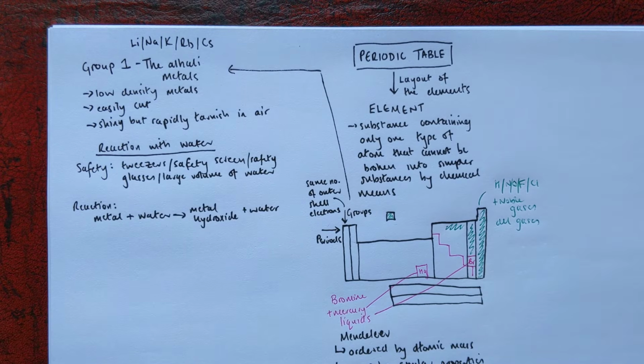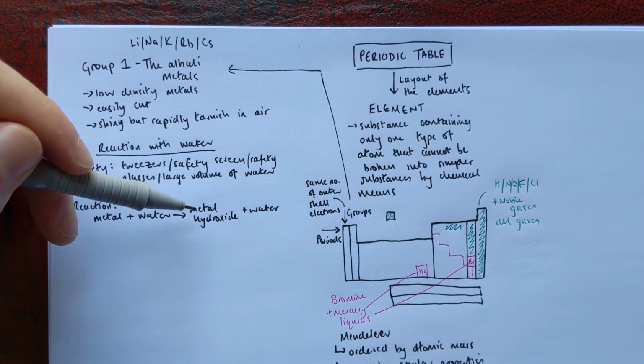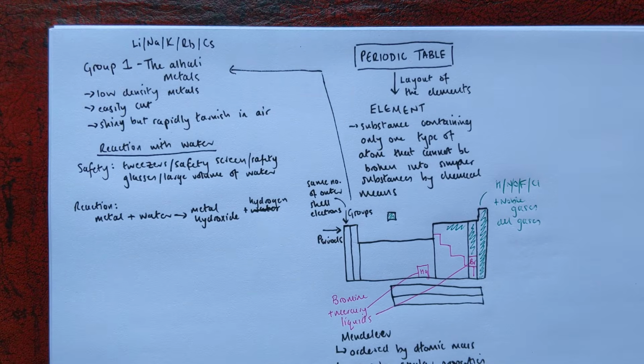The reaction itself is fairly simple in terms of what's made. Your group 1 metal will react with water and make a compound known as a metal hydroxide, with hydrogen given off as a byproduct. Whenever you see hydrogen being produced, it's always going to be observed by a gas being formed, or bubbles being produced.